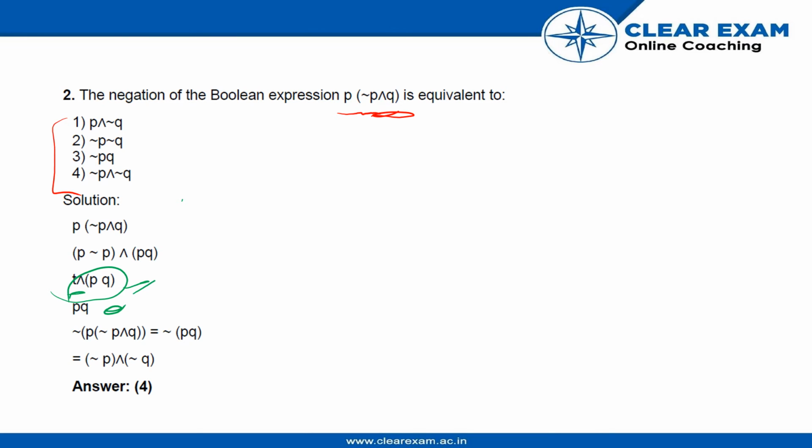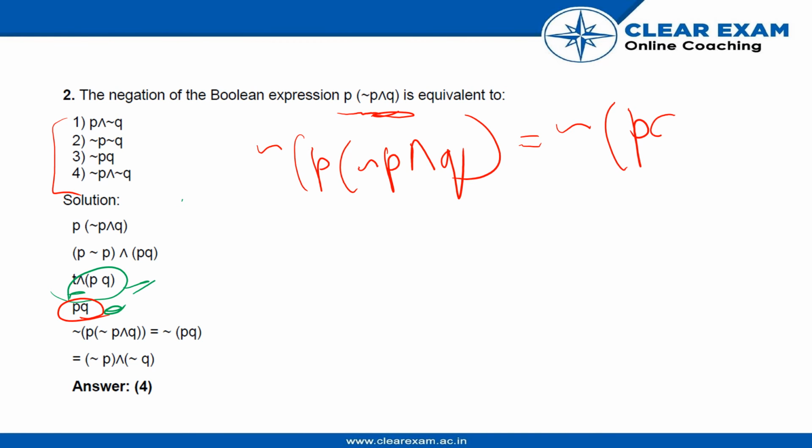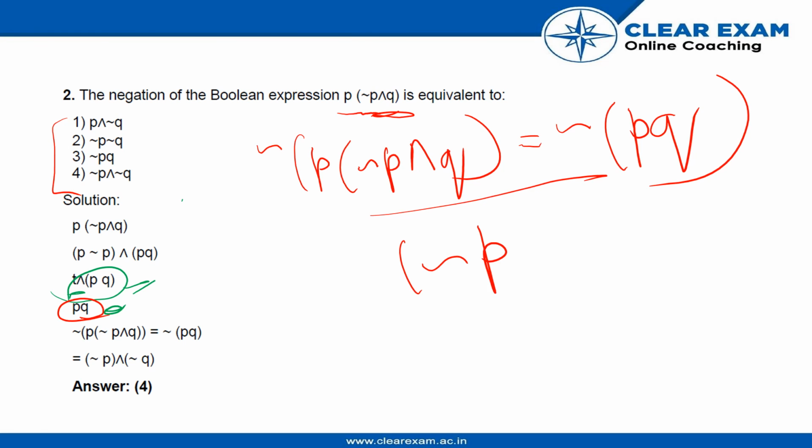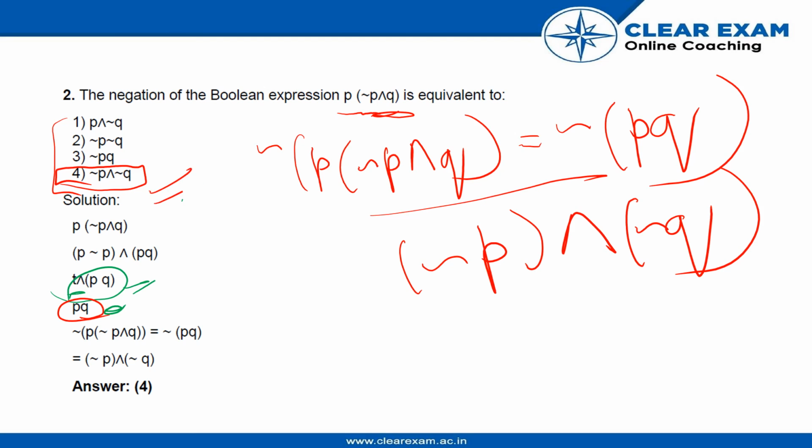Now what we'll do is put a negation on both sides, that is the negation of P ∨ Q, and we have solved this and got P ∨ Q. So that would equal the negation of (P ∨ Q). When we open up these brackets, that gives you the negation of P intersection the negation of Q. That is basically option number 4. So this is our answer.